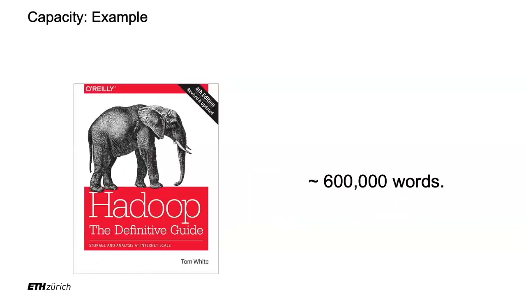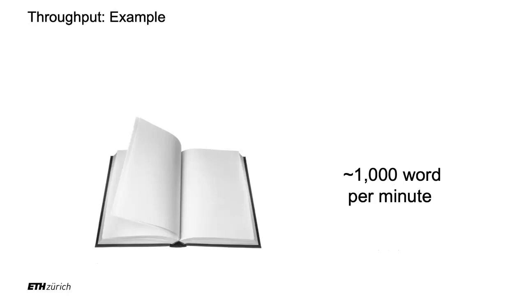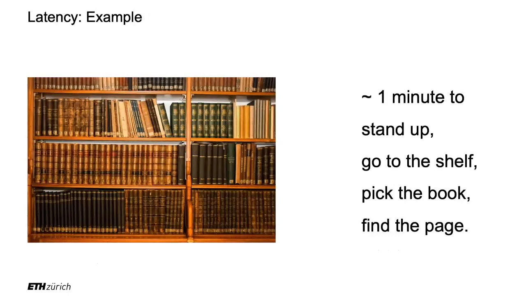Just to give you an impression, imagine that instead of the computers, I'm using a book. Today, I could have a book with 600,000 words. For example, that book right here. Let's say the speed at which I read is 1,000 words per minute. That sounds quite reasonable. And the latency maybe is 1 minute. It's standing up, going to the shelf, getting the book, and coming back to your seat and finding the page, right? So maybe you need 1 minute for that.